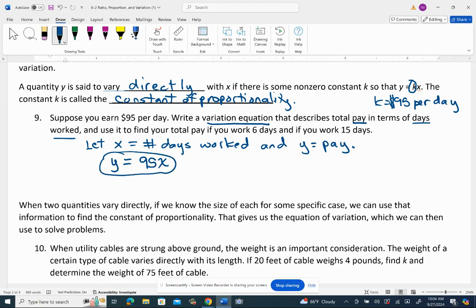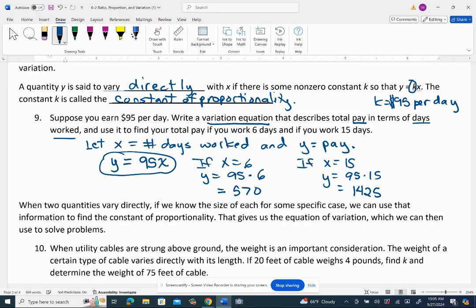Now it says use that to determine your pay if you work 6 days. If x equals 6, then y equals 95 times 6, which turns out to be $570. And if I worked 15 days, then y would equal 95 times 15, so I'd make $1,425. Notice that as the number of days increased, the pay went up as well, because the pay varied directly with the number of days worked.